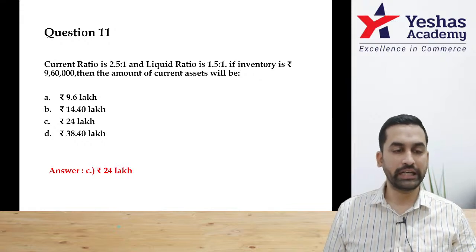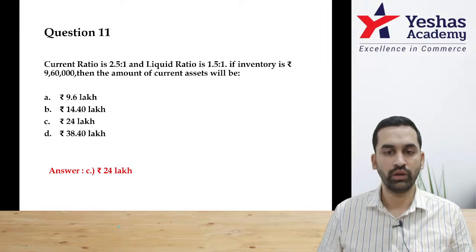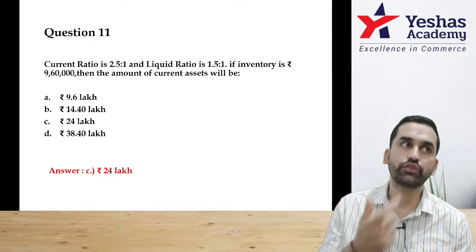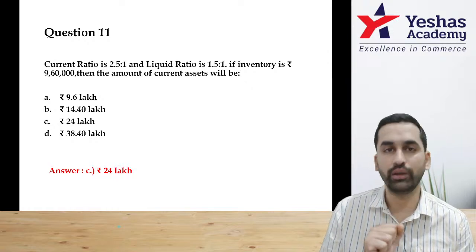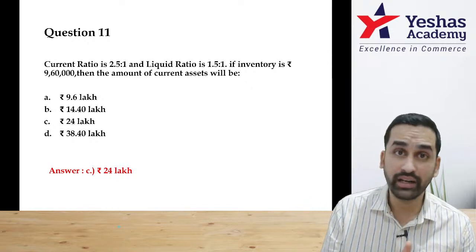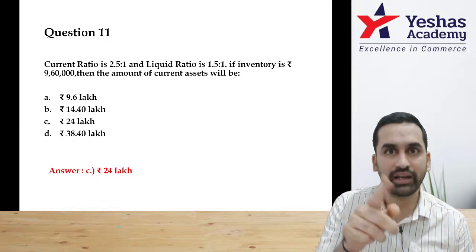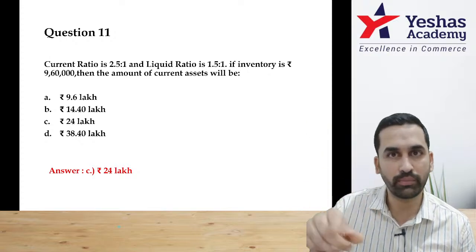Those who are still not getting, this is the way to do. Look, inventory value is with you. Which formula uses inventory value? Not current ratio. Liquid ratio uses, correct? That means you should start writing liquid ratio is equal to CA minus stock by CL.